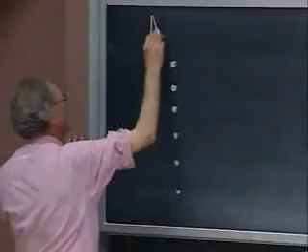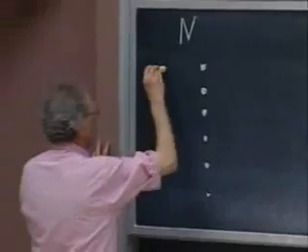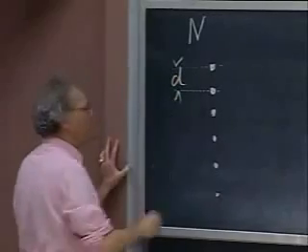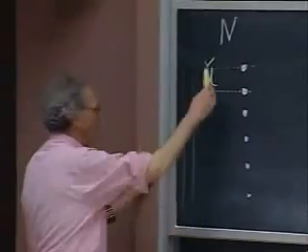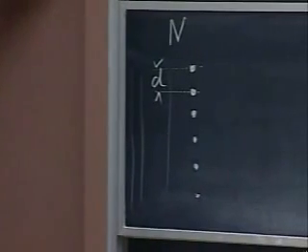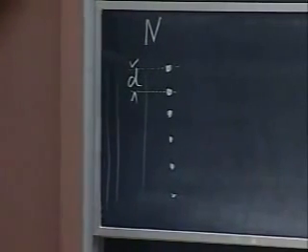I have N, capital N. And let the separation between two adjacent ones be d. And so plane parallel waves come in, and each one of these light sources is going to be a Huygens source. It's going to produce spherical waves.